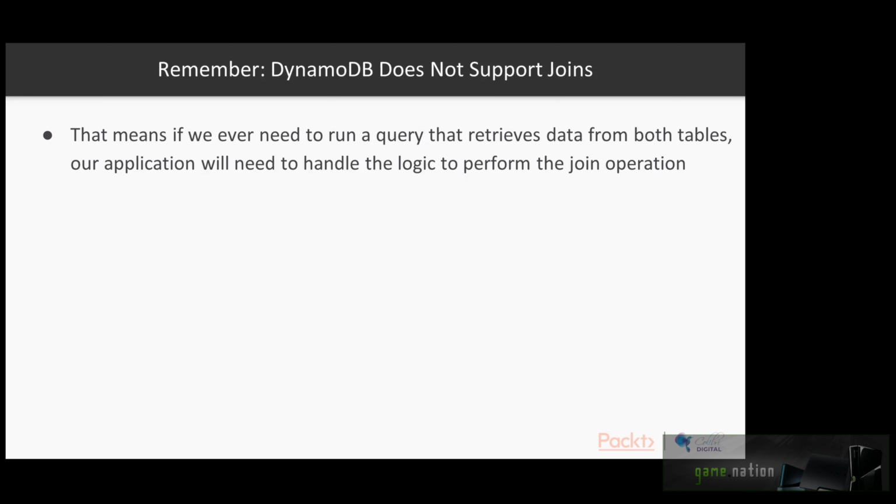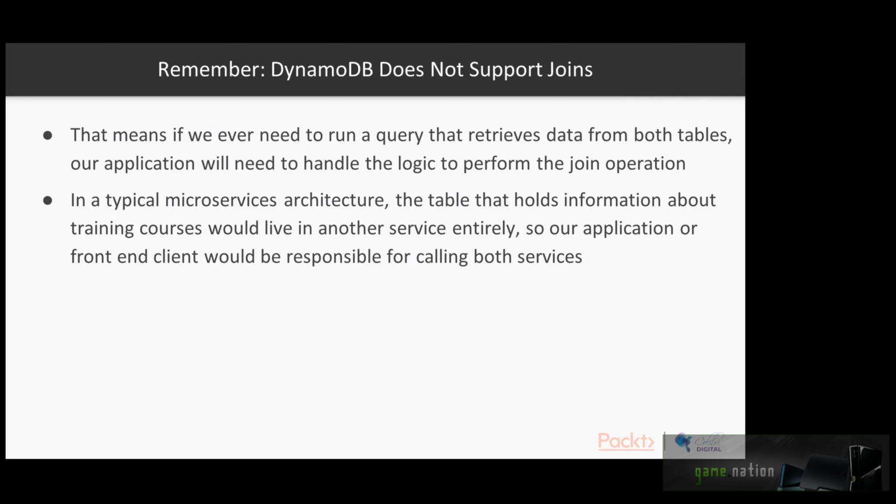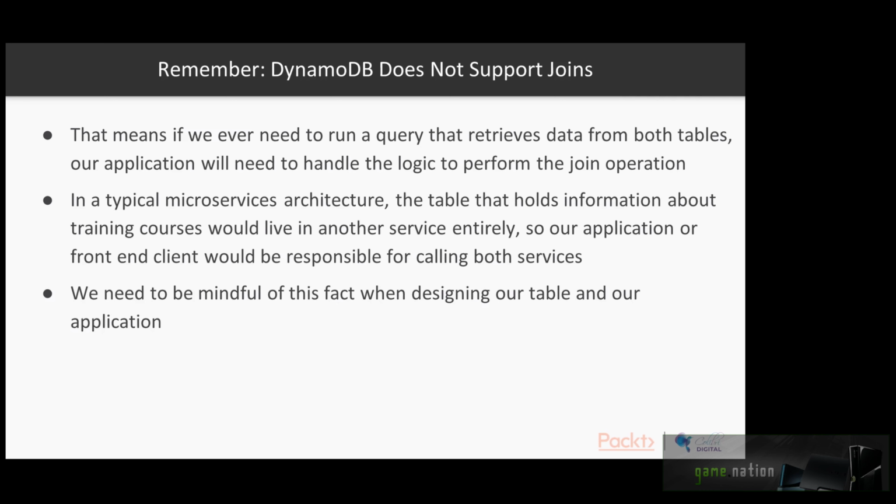Now remember, DynamoDB doesn't support joins. So that means if we're ever going to need to run a query that retrieves data from both tables, our application is going to need to handle the logic to perform that join operation itself. So in a typical microservices architecture, the table that holds information about training courses would live in another service entirely. So our application or front-end client will be responsible for calling both of those services and presenting the information itself. So we need to be mindful of this fact when we design our tables and our application.